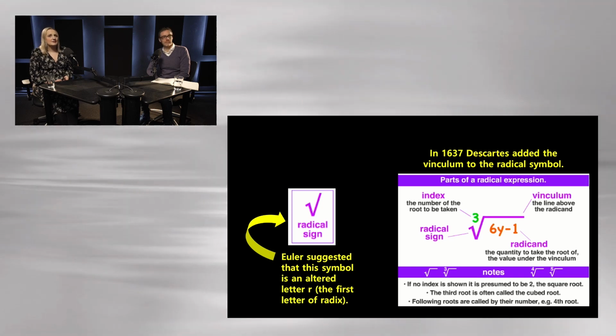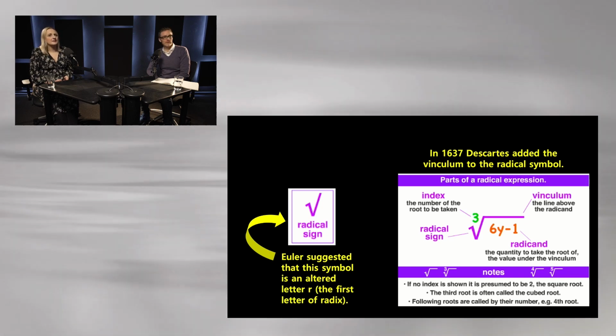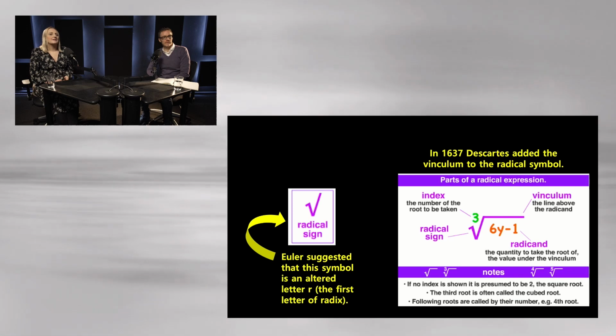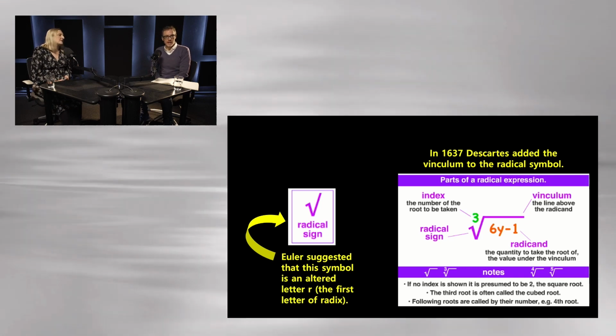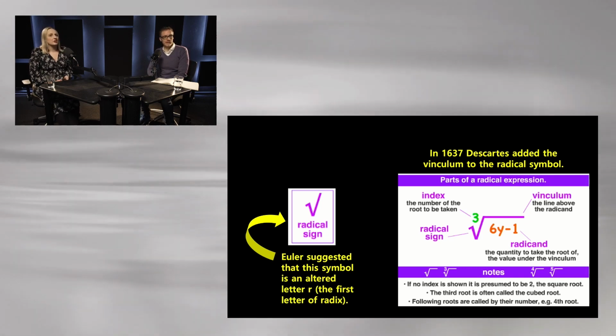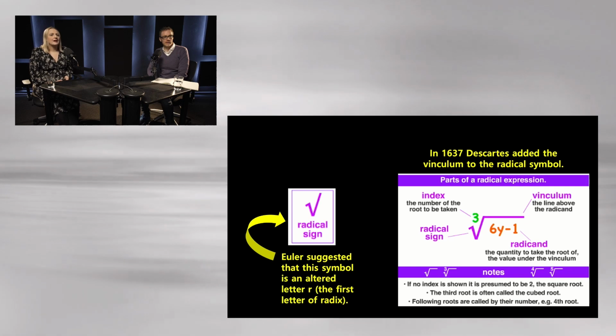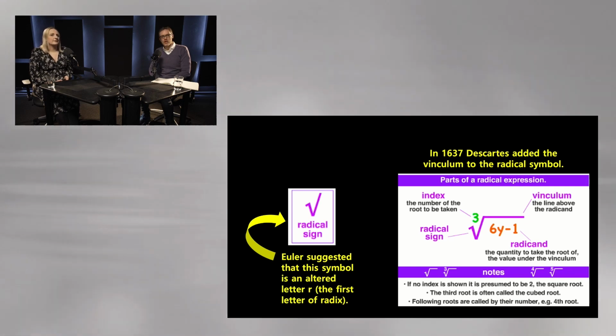This tells us that you've got the index, the radical sign, the radicand, and the vinculum. And then also see at the bottom it says if no index is shown, it's presumed to be 2, and that's something I teach students in year 7 when we do roots. The third root is called the cube root, and then it's just fourth root, fifth root.